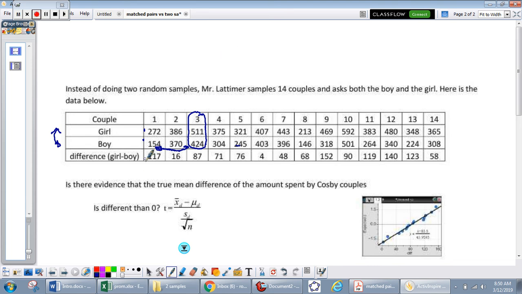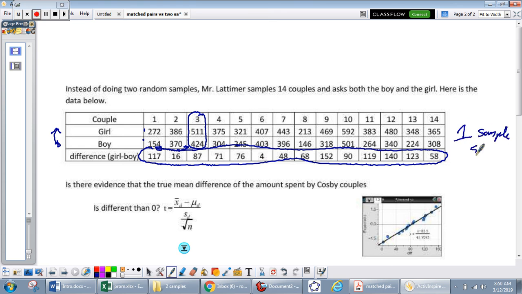But notice what I did here. I subtracted all of these values. So even though I had a sample to begin with, how many samples did I actually have? We actually really only have one sample of 14 couples. So that's the difference here from what we did before. Before I had two samples. So I'm no longer going to analyze the difference of the mean of the girls and the mean of the boys. I'm going to find the mean of the differences.